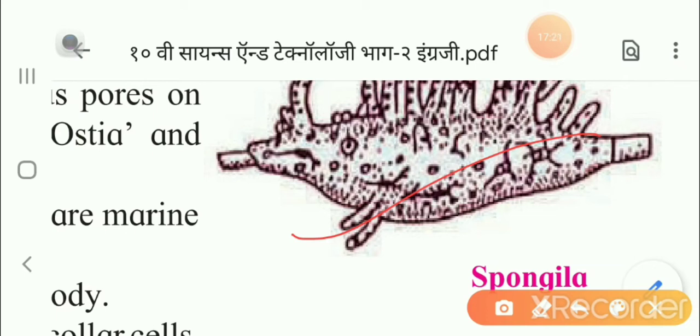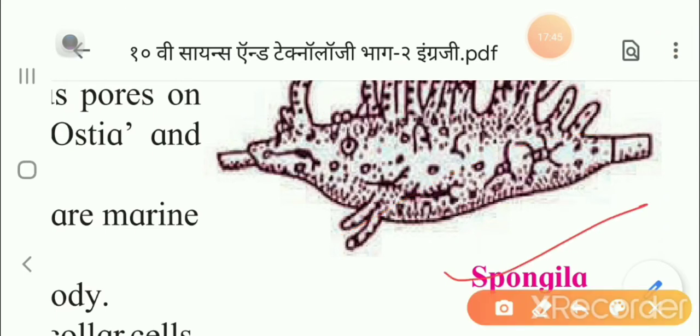Now second point we can see, these are aquatic animal. Aquatic means living in the water. Most of them are marine and few are freshwater dwellers. So some are living in the sea water, that is called marine, and some are in the fresh water. Third point we can see, children.